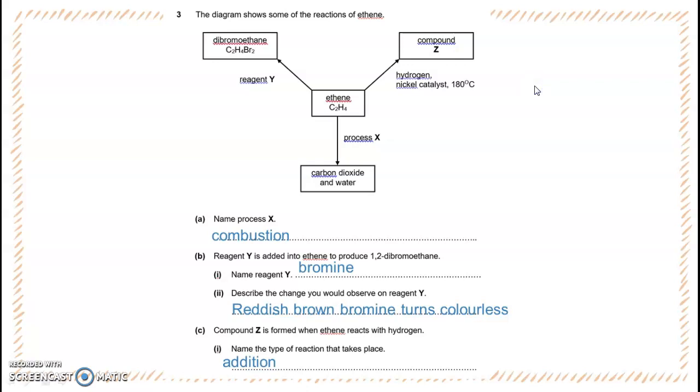Like what I mentioned, you need to be familiar. Alkanes undergo combustion and substitution. Alkenes undergo addition and combustion. That's all, and also your cracking processes. For addition, there are two types: one is with hydrogen, the other one is with bromine.